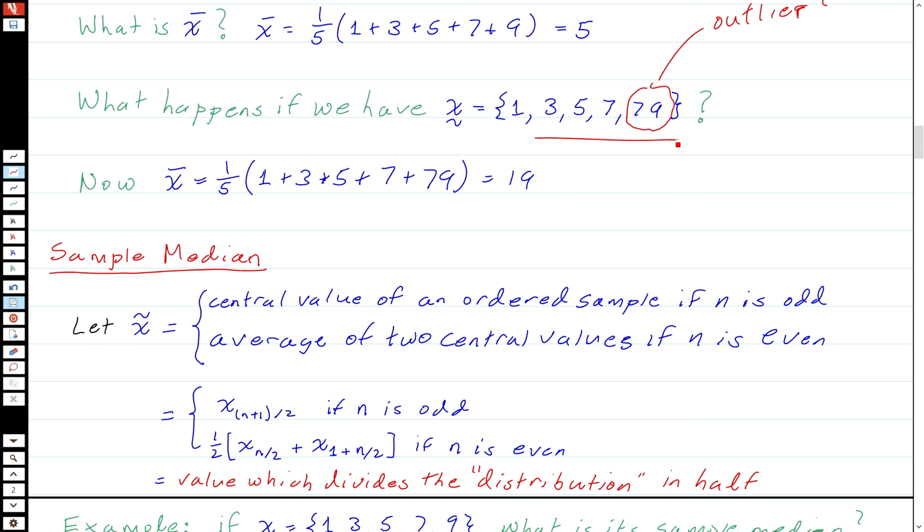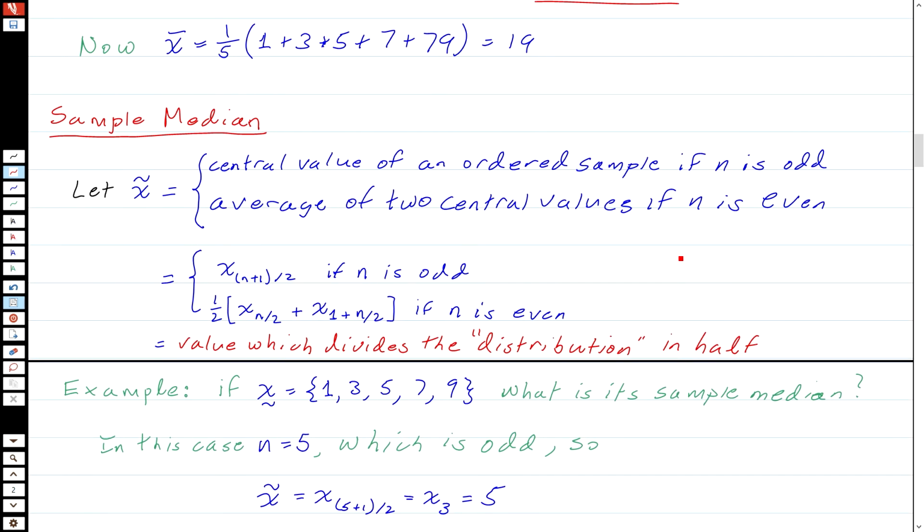So the basic mathematical description is x tilde equals x of the (n plus 1) over 2th index value of x. So if n is 5, we get 5 plus 1 is 6, divided by 2 is 3, so the median is x3, which is the 3rd element of the x array. If n is even, so for example, if I only had 1, 3, 5, 7, so I had 4, then the median is the average of the central two values. So it would be the average of 3 and 5. And the basic definition of the sample median is that value which divides the distribution in half. So 50% of the observations lie below it, and 50% of the observations lie above it.